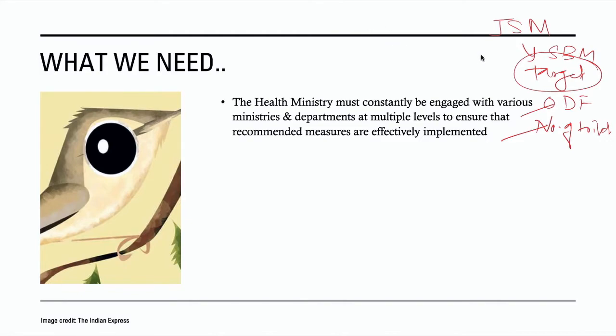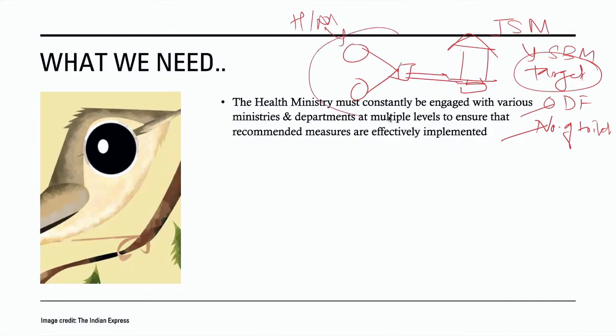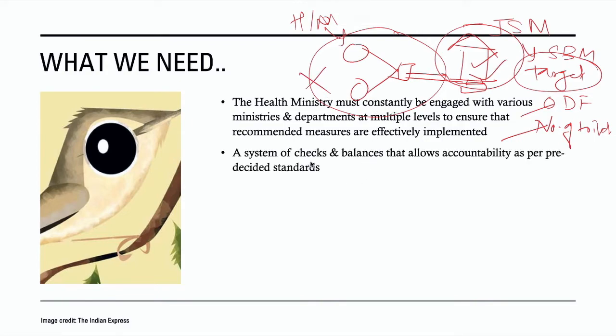But think about it. When Jal Shakti mission is focusing on this structure, the superstructure, the toilet, the focus of Ministry of Health would be on what? Right, it is on this structure which is connected to the toilet. So health ministry is focused on this, whereas Jal Shakti ministry is focused on this, and then we measure the success of SBM by this and not this. This is the problem that we have. So a system of checks and balances needs to be established which will allow accountability as per pre-decided standards.